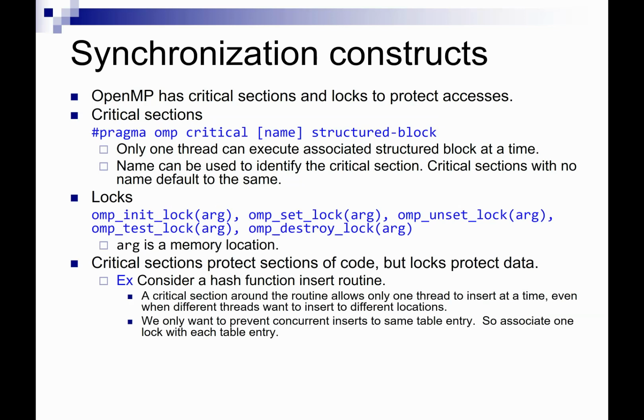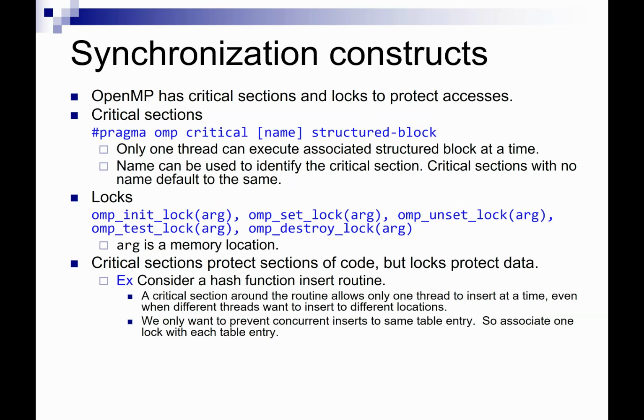Now, what is the difference between a critical section and a lock? A critical section says that a piece of code can only be accessed by one thread at a time, whereas with a lock, the argument is a memory location. So the lock is protecting the data, to make sure that only one thread is modifying the data at a time. The critical section is protecting a section of code.